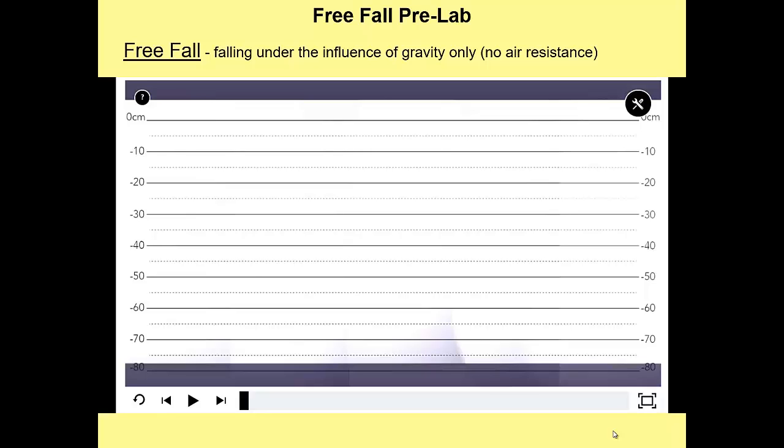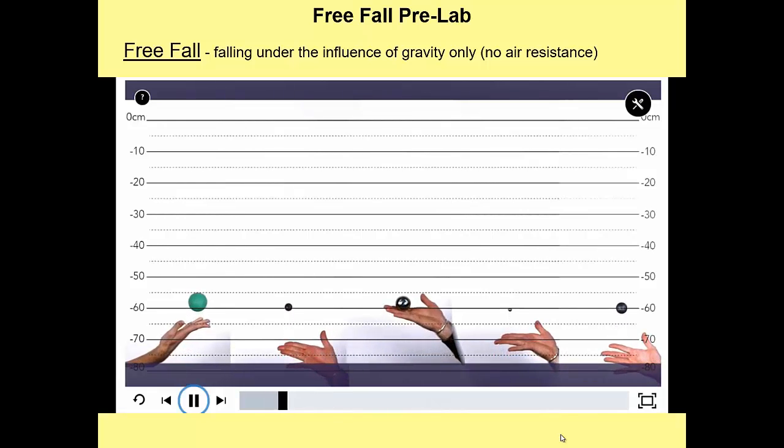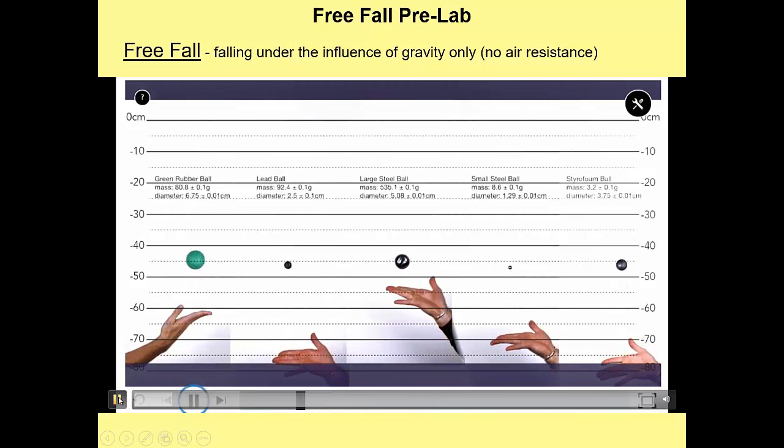I tried to do this kind of thing with my phone a year or two ago, and even when I tried to do a high-speed video with my phone, it didn't work very well, which is why I like this one. So let me show you what's going to happen in this video. There are going to be five different balls which are going to be thrown upward. You'll notice that partway up it's going to tell you about each ball.